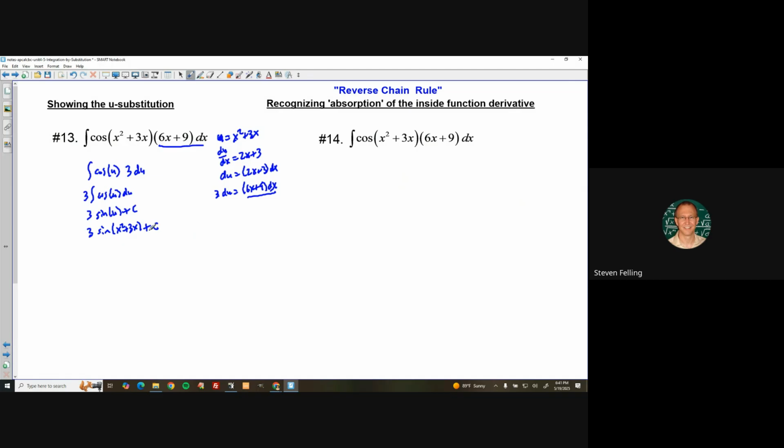Okay, to use that same idea, except the reverse chain rule, just recognizing the derivative of the inside. If this is the inside function, the derivative would be 2x plus 3. I have this as long as I divide out a 3. So if I divide this by 3 and multiply by 3 here, that makes this 2x plus 3, which means this whole thing gets absorbed in the du. So I have a constant 3, and I have the antiderivative of this outer function. The antiderivative of cosine is sine. Just copy the inside, tack on the c, and we're done.